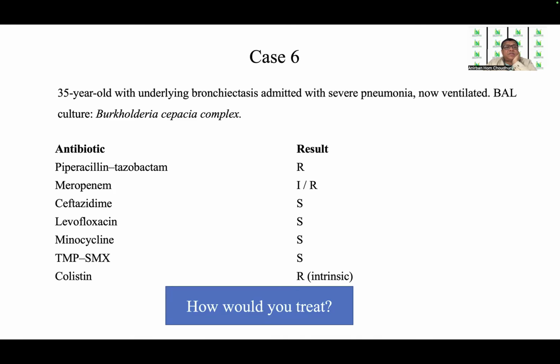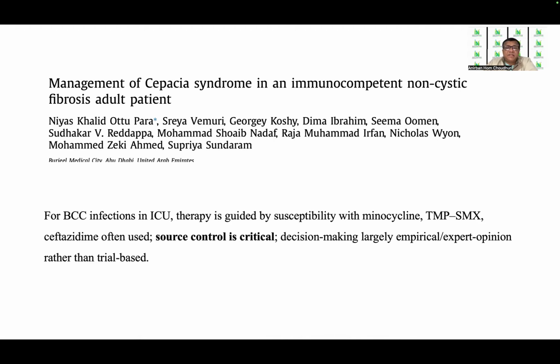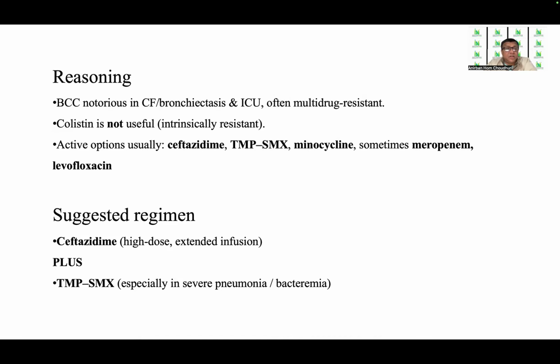Now, this is a case where we note it is intrinsically resistant to colistin. And this study has shown that for Burkholderia cepacia complex, therapy is guided by susceptibility, with minocycline, trimethoprim, ceftriaxone, and ceftazidime being the prominent antimicrobials. But a very important thing to understand is that source control is critical, and decision making is largely empirical or expert-opinion based rather than trial based. We don't get trials with this condition.